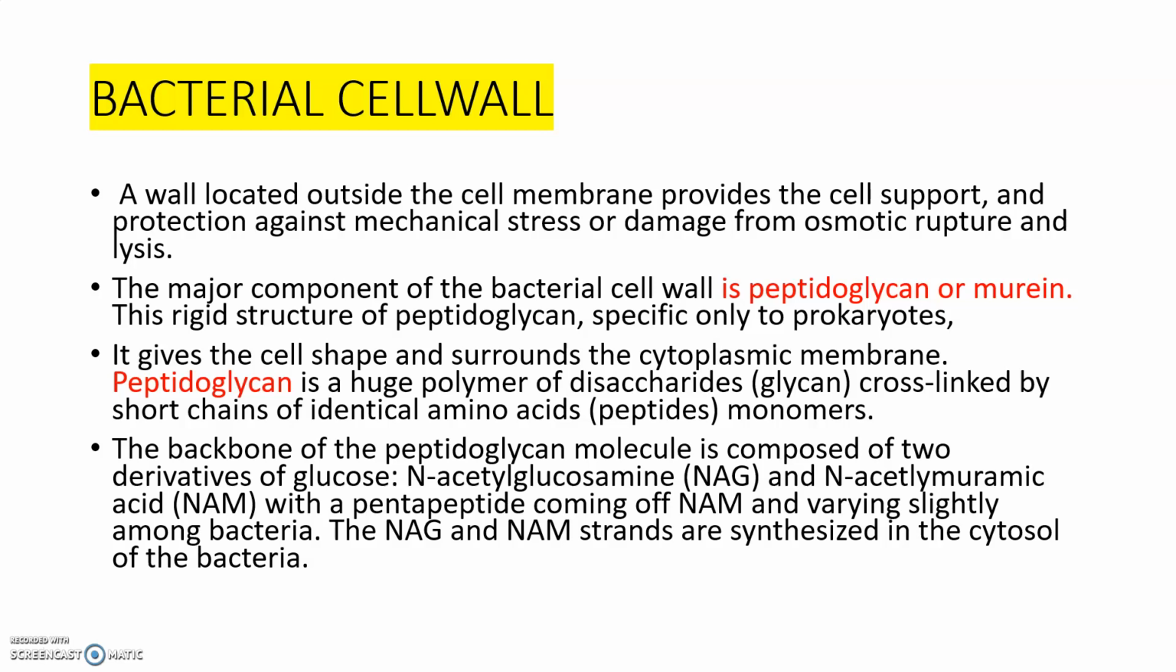So the backbone of the peptidoglycan molecule is composed of two derivatives of glucose. What are the two derivatives of glucose present in the peptidoglycan? NAM and NAG, in short form. NAG means N-acetyl glucosamine. NAM means N-acetyl muramic acid. And these are cross-linked with a pentapeptide coming off NAM and varying slightly among the bacteria. The NAM and NAG strands are synthesized in the cytosol of the bacteria.